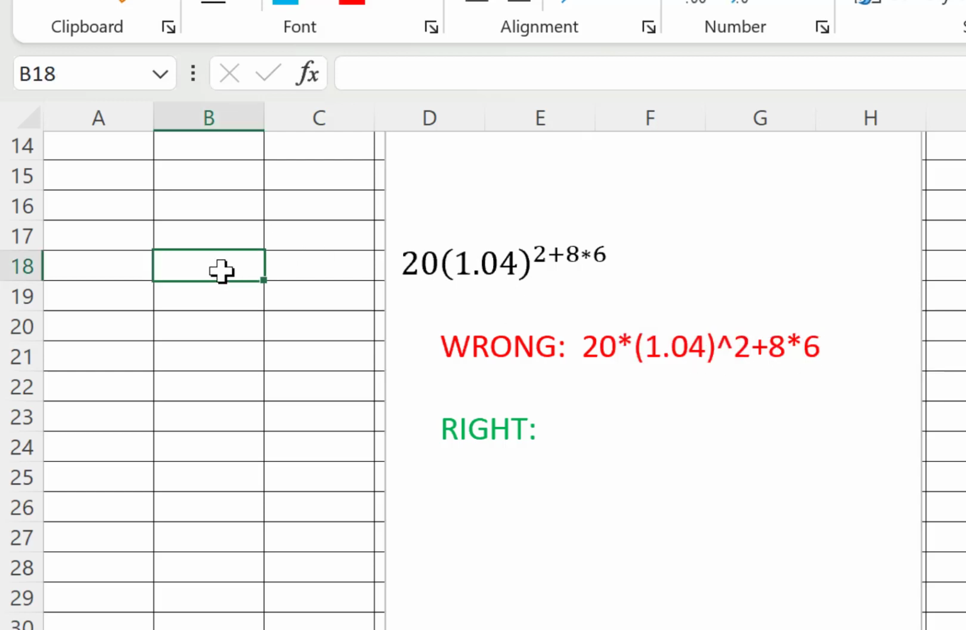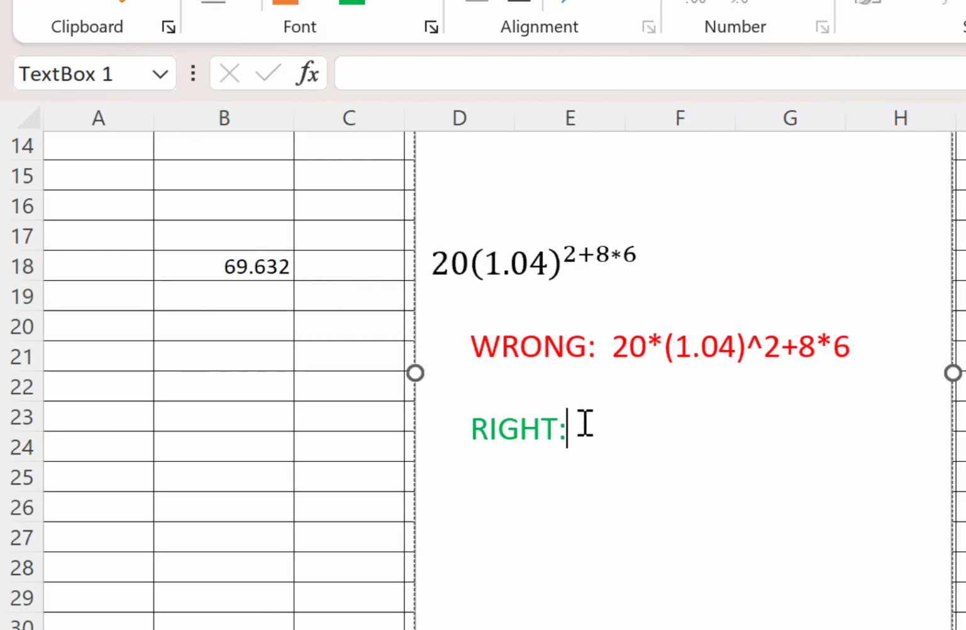So let's try that. If I go over here and I do that incorrectly, it would be 20 times 1.04 raised to the 2 plus 8 times 6. It's only going to square the 1.04. It's not putting the 2 plus 8 times 6 in the exponent. It's only putting 2 in the exponent. So that's incorrect. Instead, we need to put parentheses around that entire exponent.